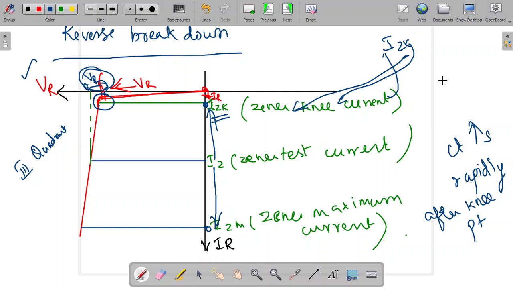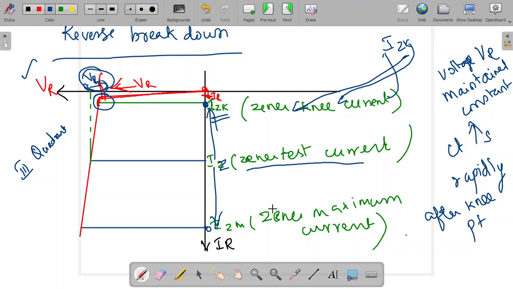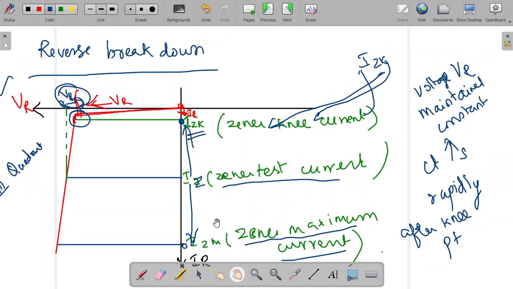But what happens to the voltage? Voltage VR is maintained constant, so it is almost stable. In between, this current can be taken as the Zener test current, and here IZM is the Zener maximum current. This is the maximum current.